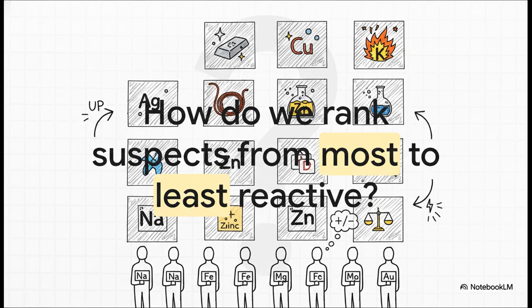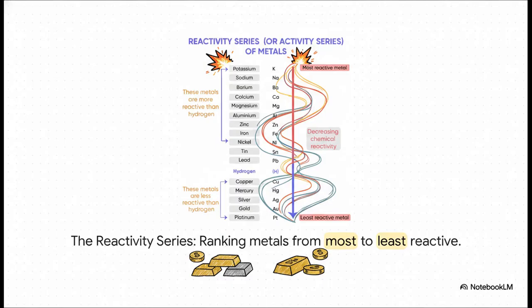How can we possibly predict which ones are going to react like crazy and which ones are more chill? We need a lineup. And here we have it, the reactivity series. This is the official police lineup for our metal suspects, all organized by how likely they are to react. Way up at the top, you've got the really reactive ones like potassium. We're talking explosive reactions. As you move down the list, that reactivity drops off, all the way to the super stable metals like gold and platinum at the bottom. This chart is absolutely key for predicting chemical reactions.